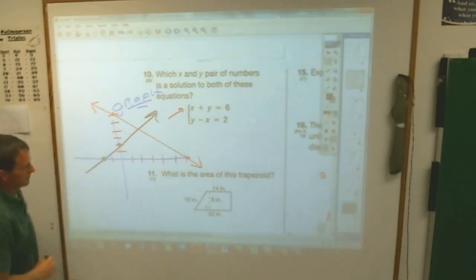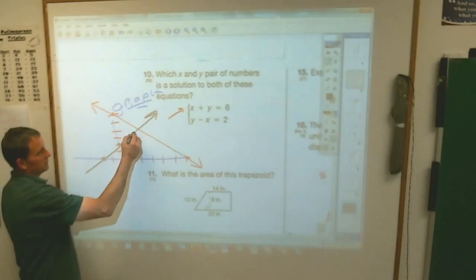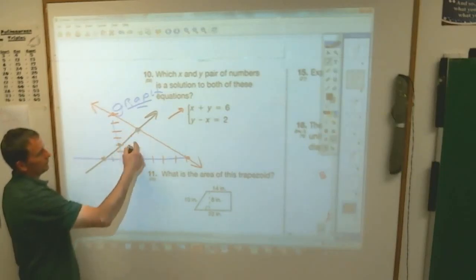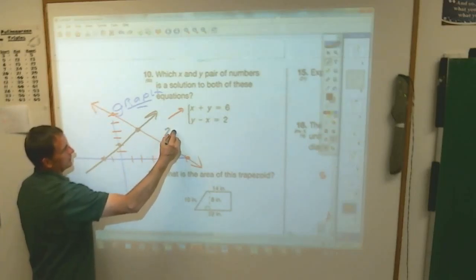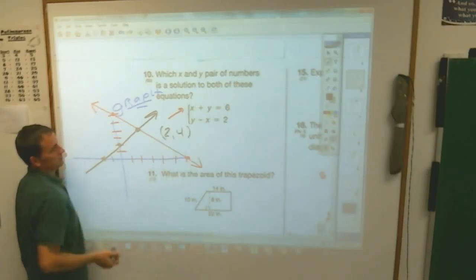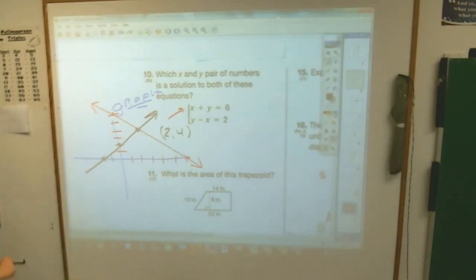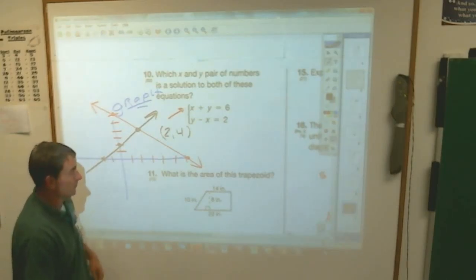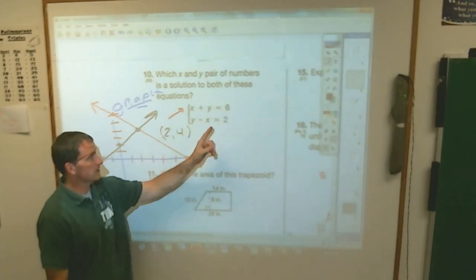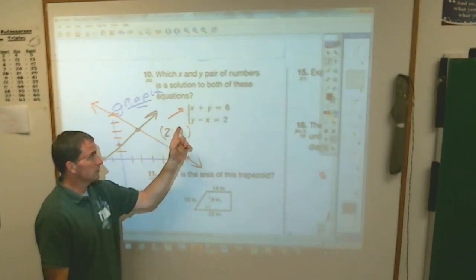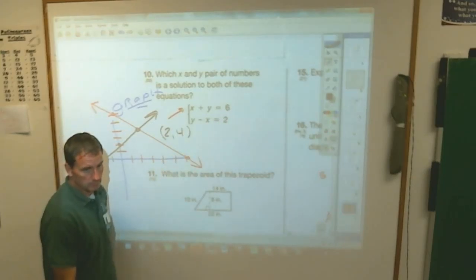The place where those two lines cross, which to me looks like 2 over 4 up. Is that right? Yeah. 2 comma 4 is the answer to that. X is 2, y is 4. And you could always check your answer to see if you're right, because look, 2 plus 4 is 6, and 4 minus 2 is 2.